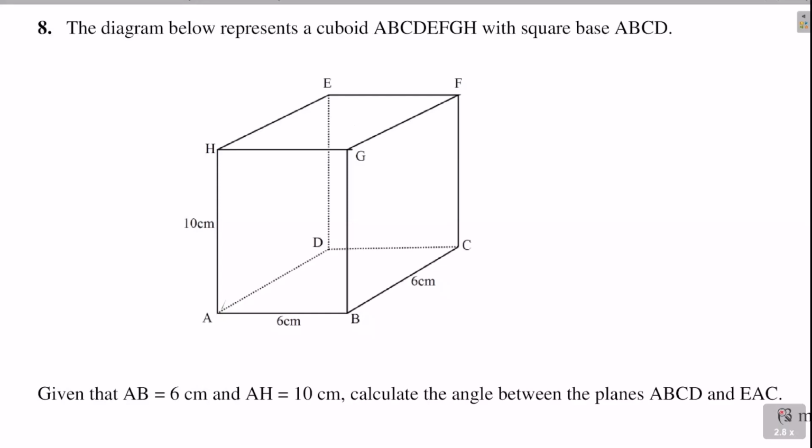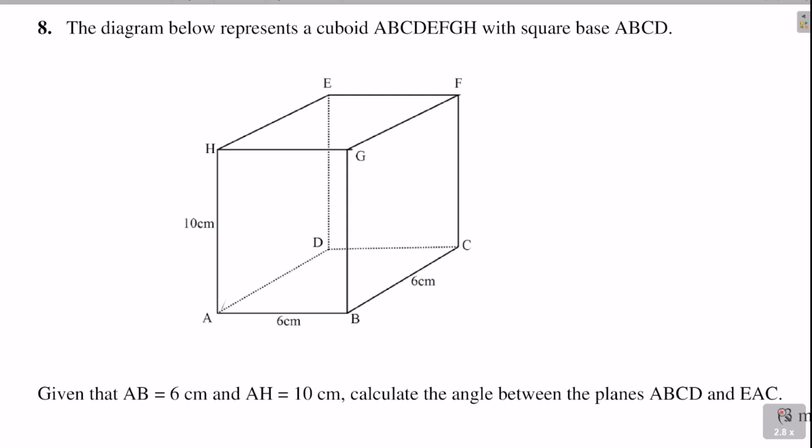The diagram below represents a cuboid ABCDEFGH with a square base ABCD. Given that AB is equal to 6 centimeters and AH is equal to 10 centimeters, calculate the angle between the planes ABCD and EAC. That is the angle between two planes.